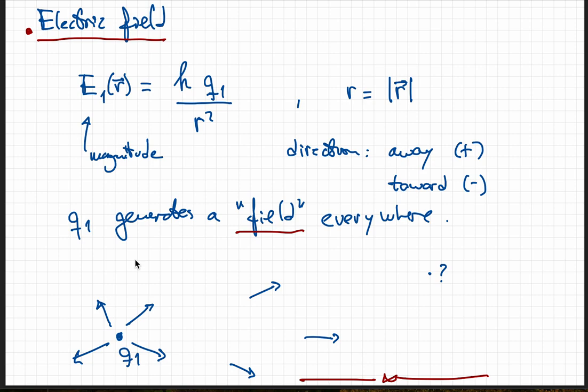And if you have more than one charge floating around, if you have q1 here, maybe q2 over here, q3 over here, then the field at any point in space is given by the sum of the fields due to all the charges around. We're going to see a little bit more of that on Monday.